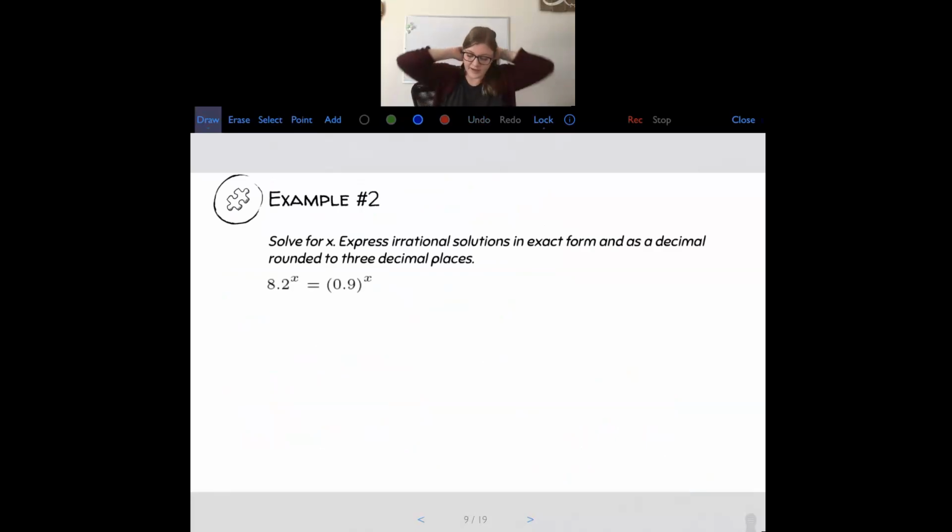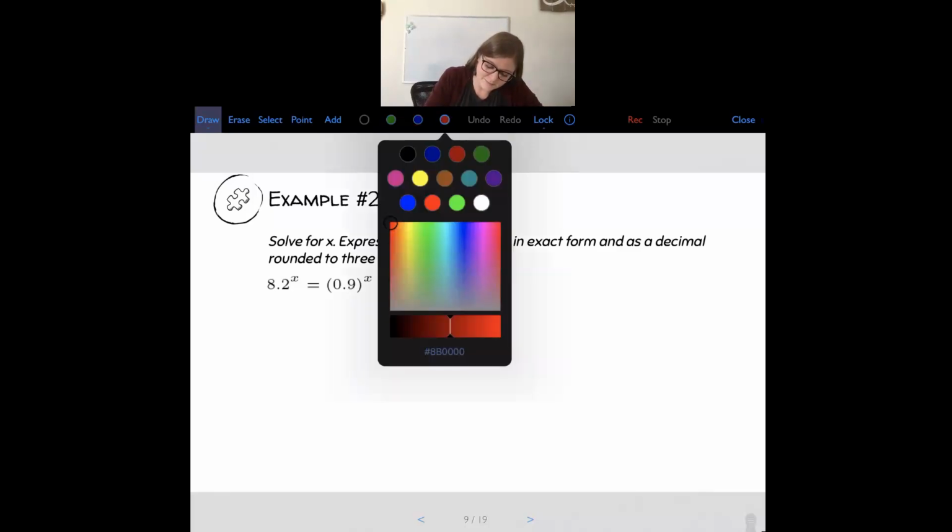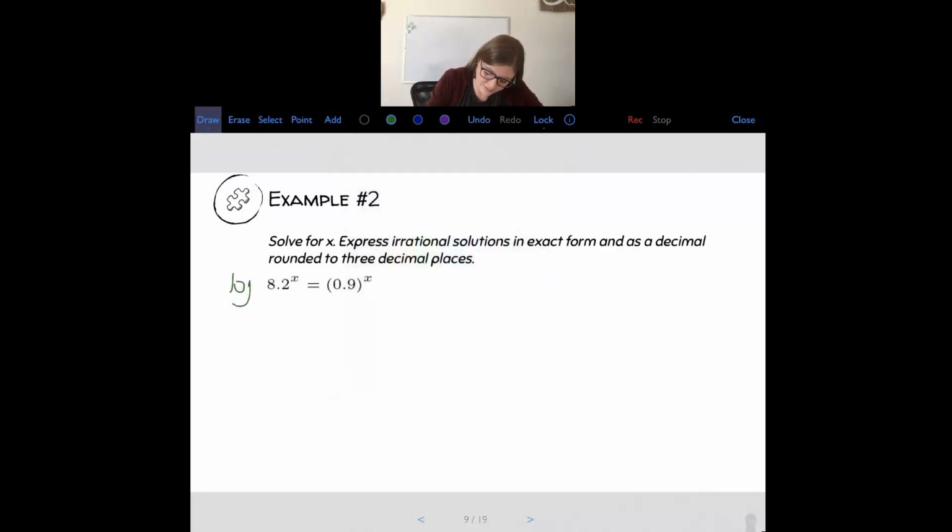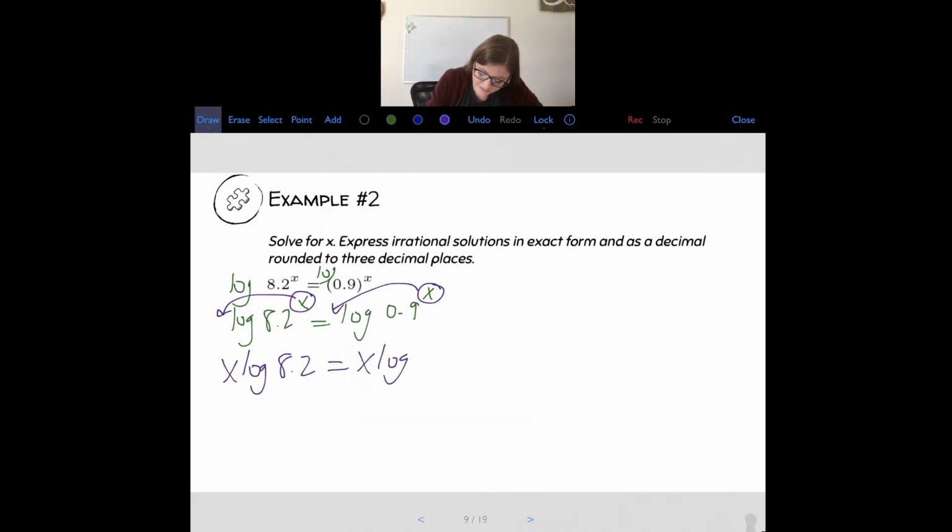Next, example 2, solve for x, express your rational solutions in exact form and as a decimal rounded to 3 decimal places. So we have an exponential equation. Our variables are in the exponent. We have base 8.2 raised to the power of x, 0.9 raised to the power of x, and those bases don't talk to each other. So we'll take the log of both sides. So we take log. Okay, so we have log 8.2 to the power of x is equal to log 0.9 to the power of x. Using the power rule, the x can come down in front. So x log 8.2 is equal to x log 0.9.